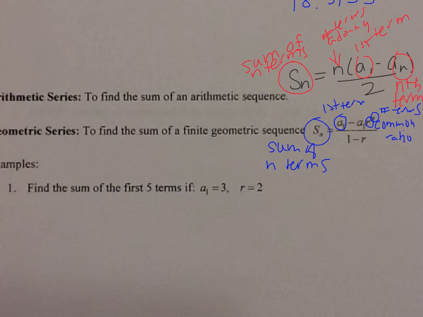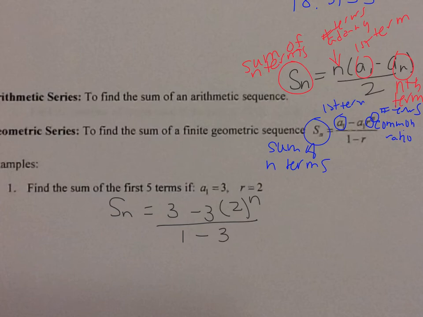Now, of course, you could come up with all 5 terms, right? Just keep multiplying by 2 and then add them up. But let's try using the formula. So it's S sub n equals a sub 1, which is 3, minus 3, which is a sub 1, times r, which is 2, raised to the n power, over 1 minus the common ratio.